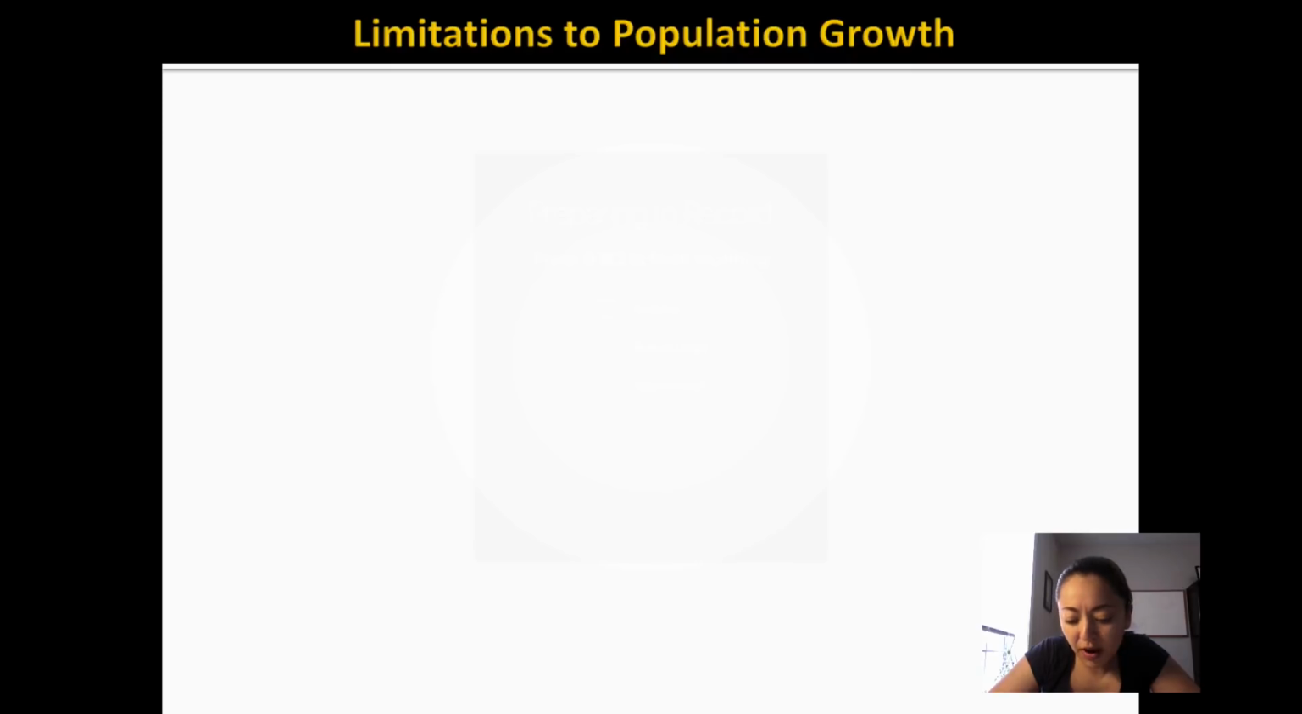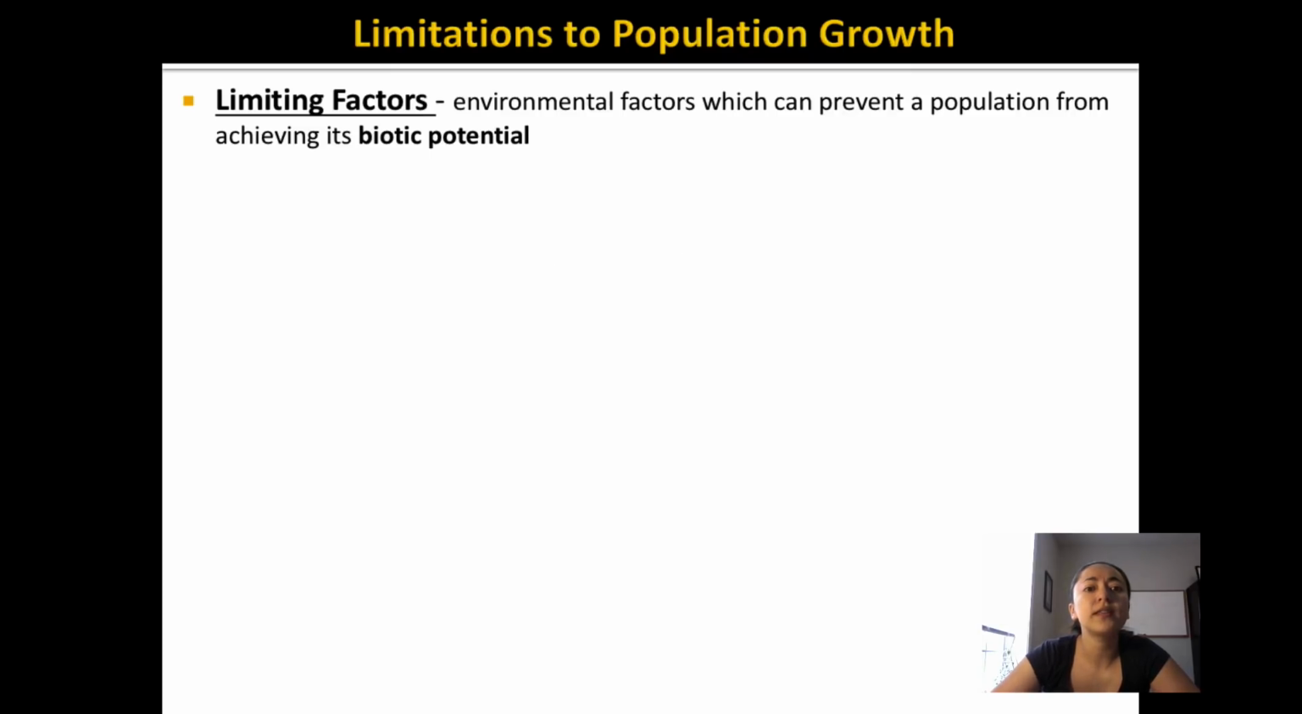Objective 2 says describe the role of limiting factors in establishing the carrying capacity of natural populations. There are many factors that can prevent a population from reaching their biotic potential, and these are called limiting factors. Limiting factors are any type of environmental factor that prevent a population from continuing to grow exponentially. Limiting factors can come in a lot of different forms, including unfavorable weather. For example, having a shorter growing season would not provide enough food for the population to grow exponentially.